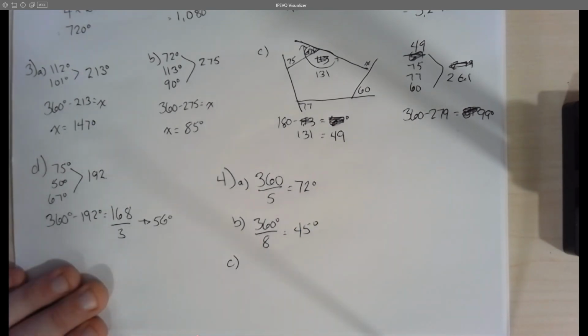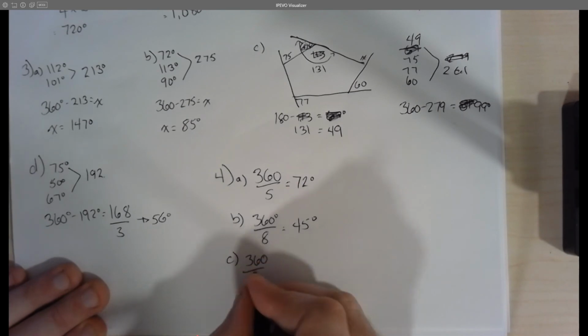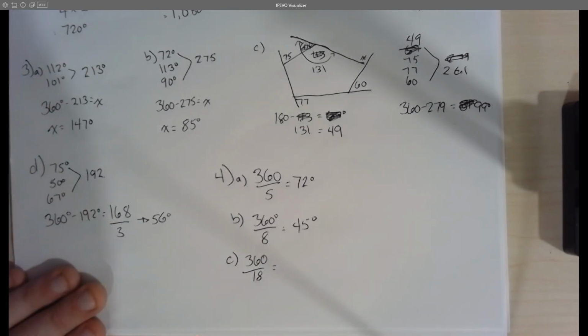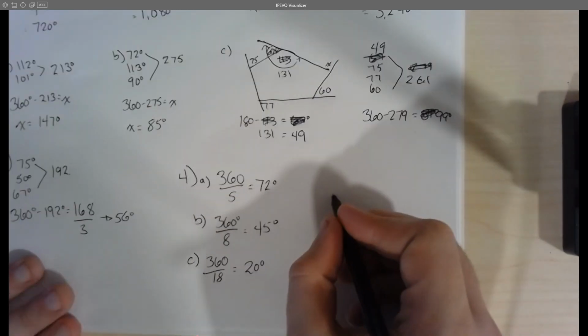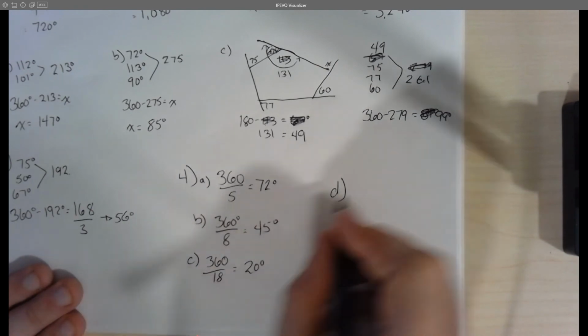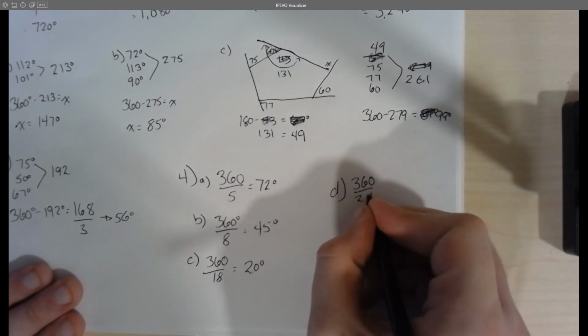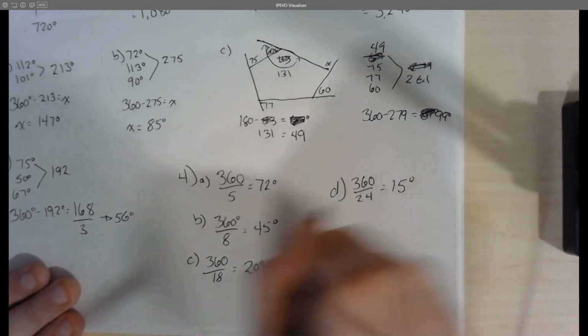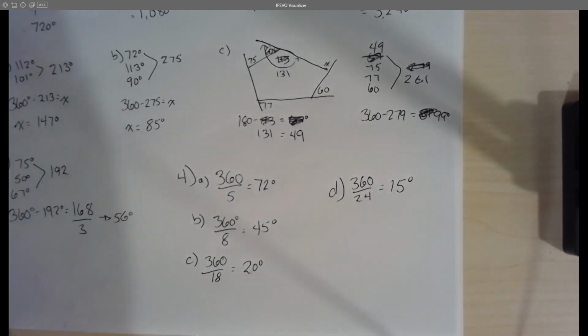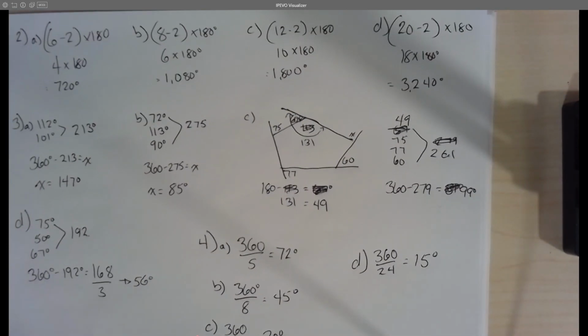For C, 360 divided by 18 is going to give us exterior angles of 20 degrees. And then for D, our final one, at 24-sided, 360 divided by 24 gives us exterior angles of 15 degrees for each of them. So that's how you go through and solve the different questions that are here in our practice section for exercise 7.4, all about polygons and interior and exterior angles.